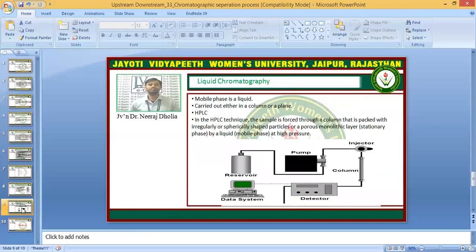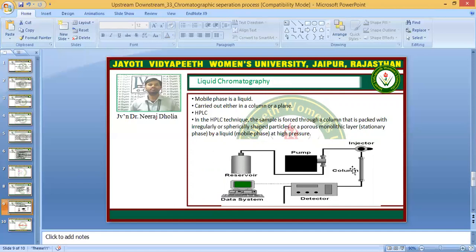Okay, so another chromatography technique is the liquid chromatography technique. So here the mobile phase is liquid and it is carried out either in a column or a plane. So here it is the column. This column has the mobile phase, and the mobile phase will be passed through this column. So in the HPLC technique, the sample is forced to a column that is packed with irregularly or spherically shaped particles or a porous monolithic layer stationary phase by a liquid at high pressure.